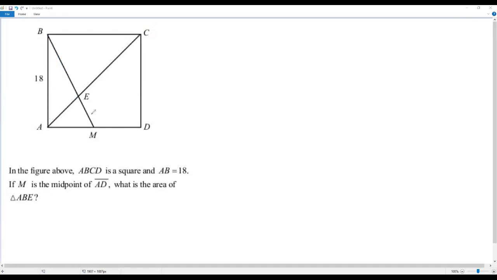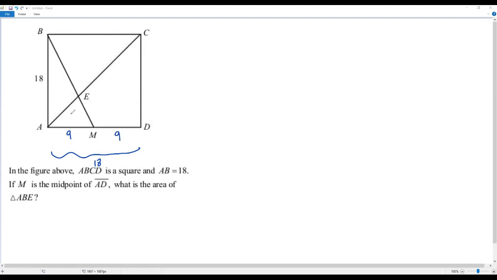Since ABCD is a square, all the four sides are equal in length. We have the length of one of the sides, AB, that is 18. The same length we'll have for this side AD, that is 18. Since M is the midpoint of this line segment AD, the midpoint M will divide the length of AD into two equal parts. That is, it will divide the 18 into two equal parts. Then the length of this line segment AM is 9. The length of this line segment MD is also 9.